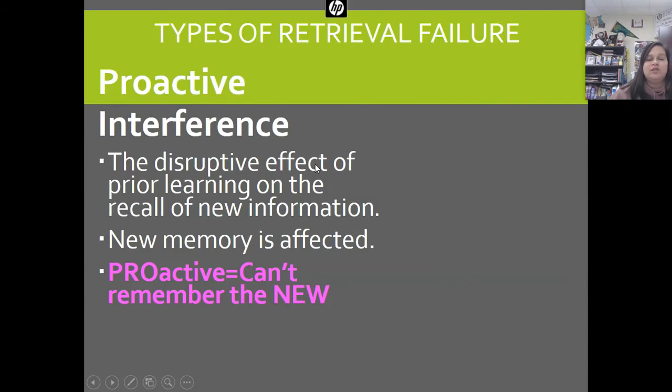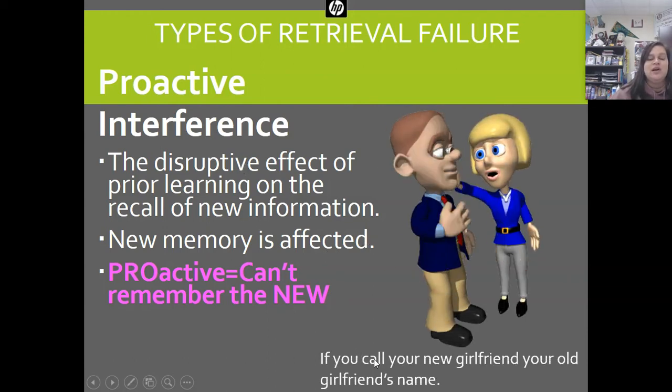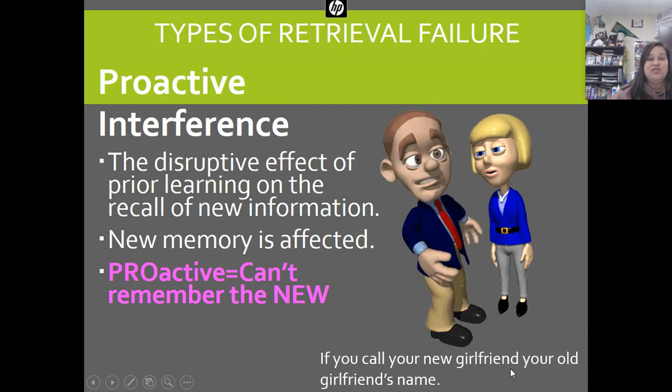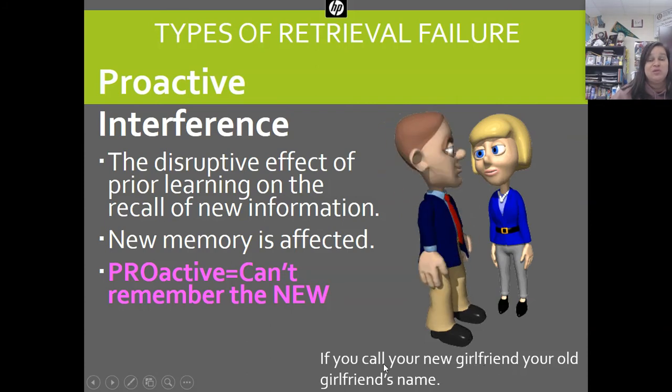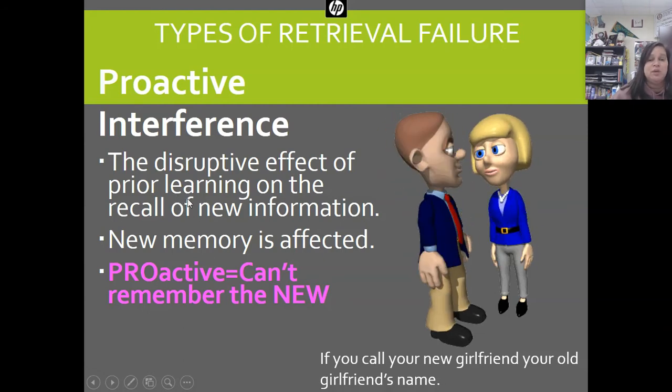So proactive interference, I remember this by saying proactive, you can't remember the new. I just repeat that over and over. So this would be like if you call your new girlfriend your old girlfriend's name, you can't remember the new girlfriend's name. So the old information is still so strong in your memory that you can't remember the new information.